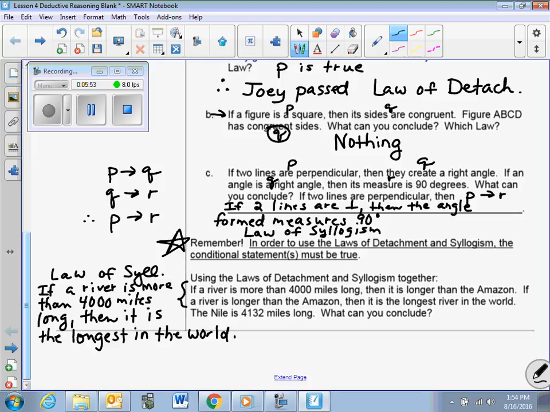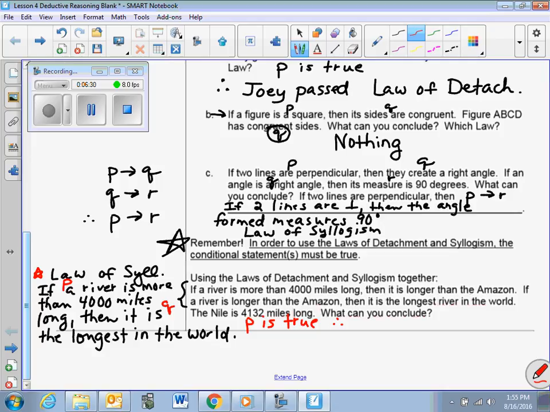Okay, so that's just using our first two statements. Now we've got another statement that says the Nile is 4,132 meters long. So if we look at the statement that we made right here, if a river is more than 4,000 miles long, then it is the longest river in the world. So here's our P, here's our Q. And so what are we saying by saying the Nile is 4,132 miles long? We're saying P is true.